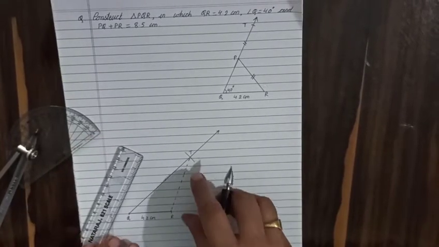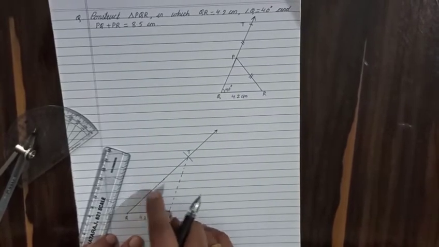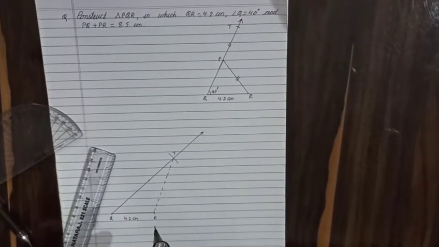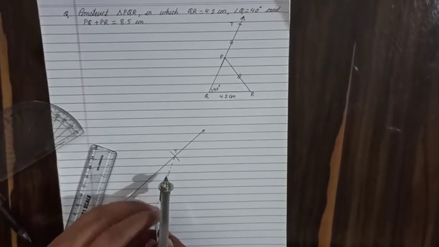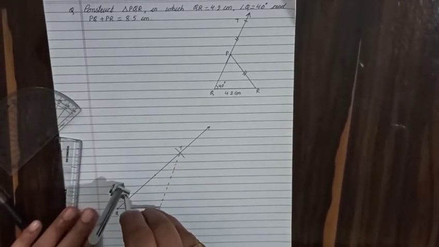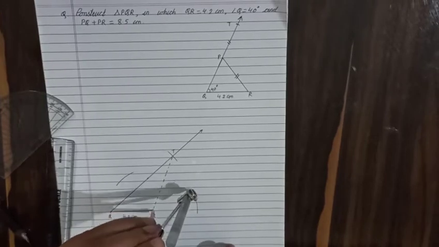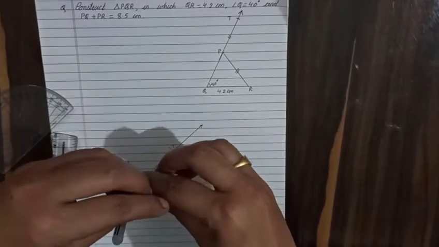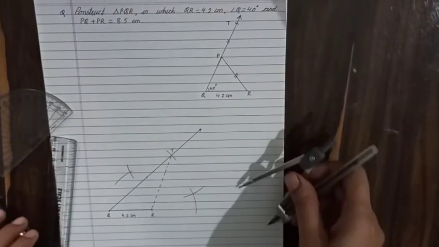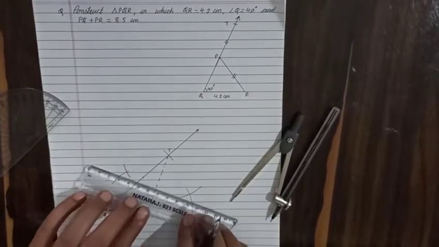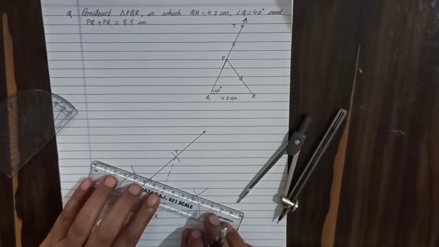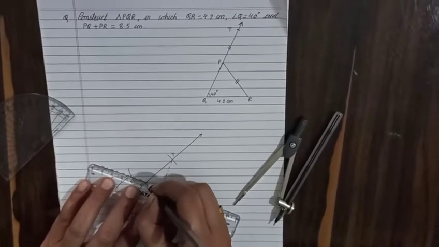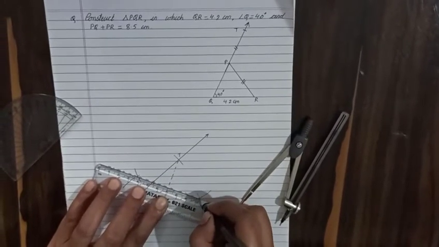Now we have to locate the point P. That's why we'll draw the perpendicular bisector of this TR. How to draw the perpendicular bisector? Already we have studied that in the beginning. Take the distance TR more than half and draw the arc. Don't change that radius. Now we'll keep the compass at point T and intersect these arcs. Now we'll join these intersecting arcs with the help of a ruler. That line also we'll draw with a dotted line, because this is not in our triangle.